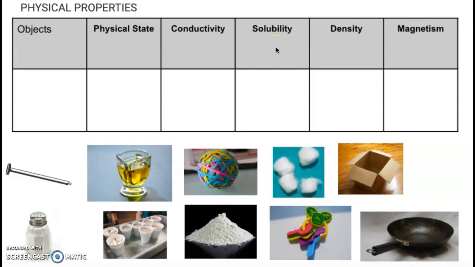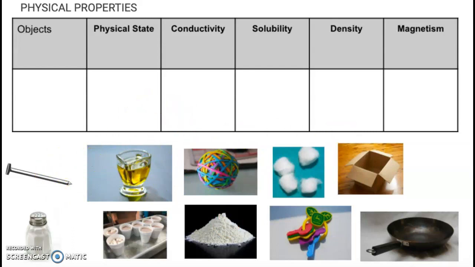Solubility, this physical property is about the ability to dissolve in water. Density, this physical property is about the object sinking or floating, being more dense than water. That means that it sinks. Being less dense than water means that it floats. And magnetism is the ability of the object to stick to a magnet. So we have different objects at the bottom. What we have to do is classify them based on their physical properties.